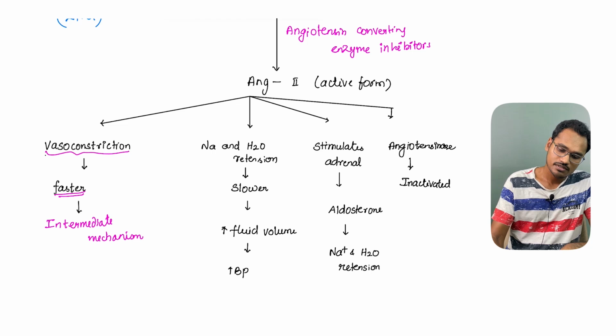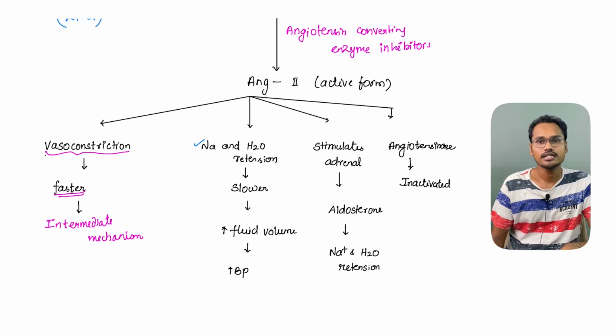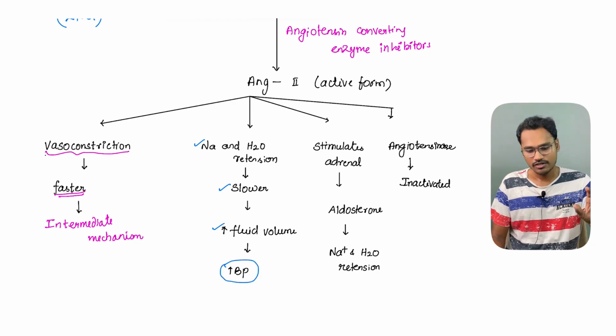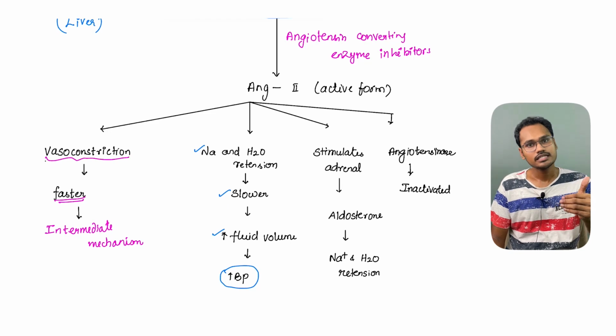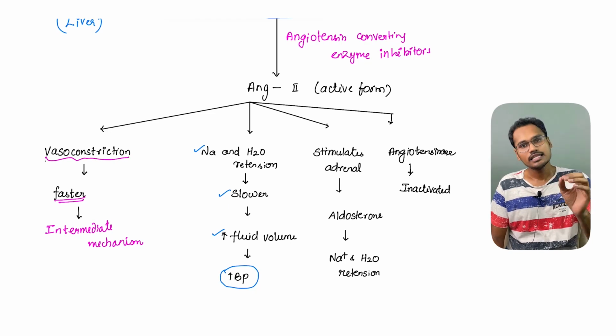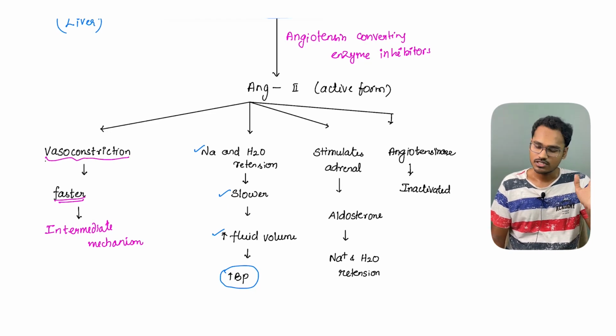Whereas the other mechanisms like sodium and water retention, it is basically going to help the nephron to reabsorb sodium and water. That mechanism is slower, so there will be a slow increase in the fluid volume, which will increase the BP. So there was a decrease in BP. Now, because of this fluid and sodium retention, there is going to be an increase in BP, and there is going to be a simple vasoconstriction also.